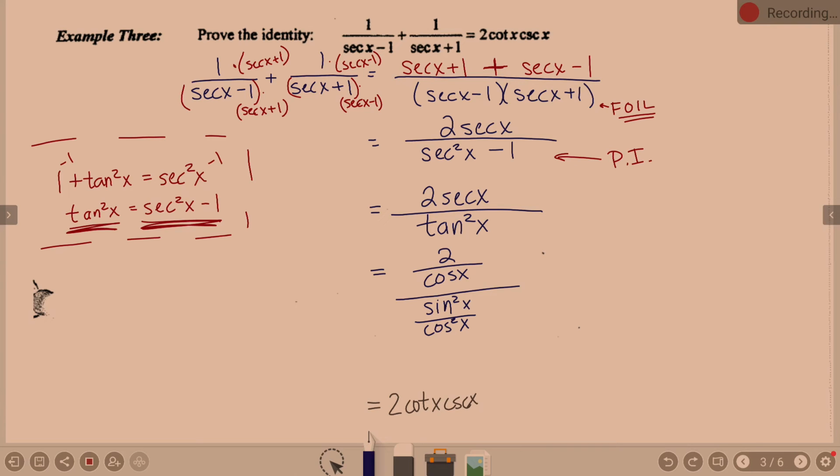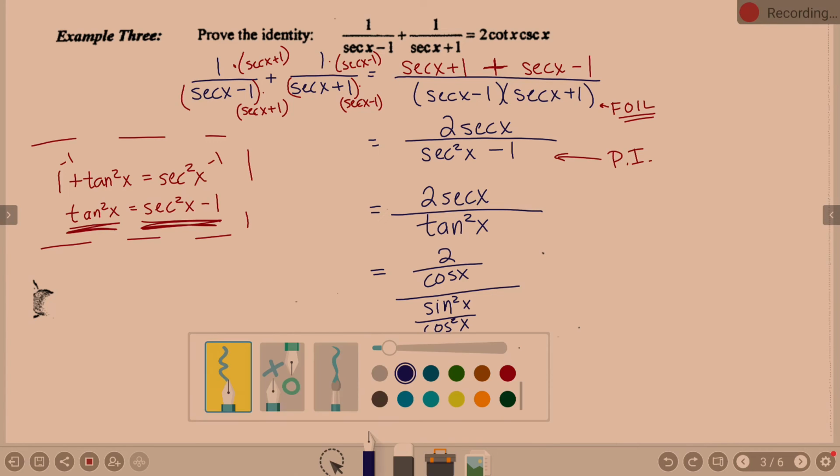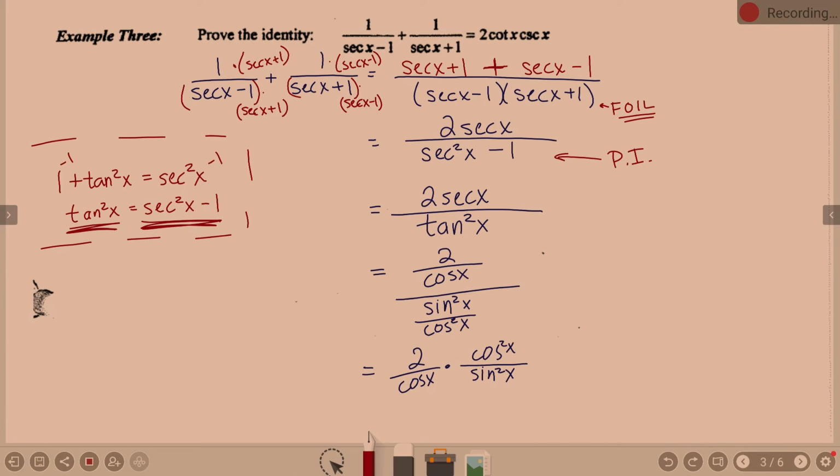Now, how do I feel about fractions divided by fractions? I'm going to erase this. Would it be smart to, instead of having a fraction divided by a fraction, make it a fraction multiplied by the reciprocal? So then that means I'm going to keep 2 over cosine x. Instead of dividing by this fraction, I'm going to multiply. Remember, keep, change, flip. I'm multiplying by cosine squared x over sine squared x. Okay. What's one thing that can happen here?